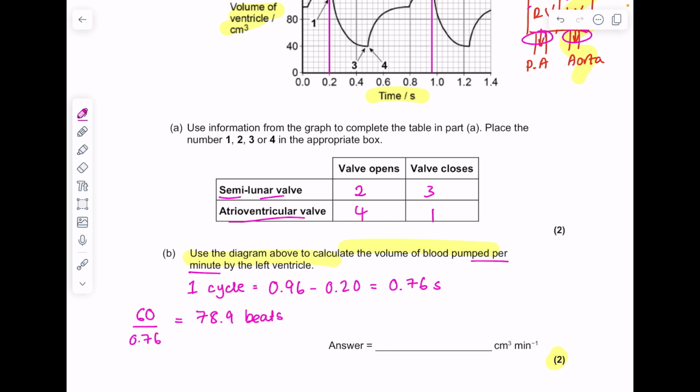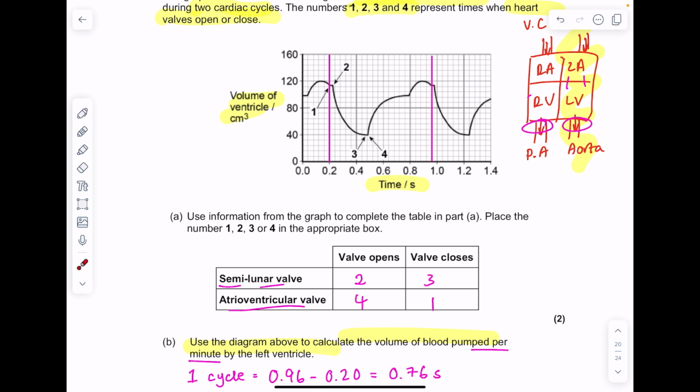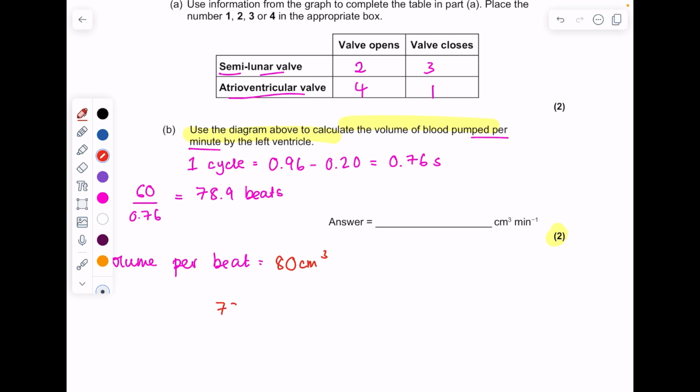And then what is the volume per beat? We just need to work out the difference in volume between the maximum and minimum point. So that's between 120 and 40, which gives us 80 centimetres cubed. And so lastly, to calculate the volume of blood pumped per minute by the left ventricle, we just need to do the fact that we worked out 78.9 beats multiplied by 80 centimetres cubed equals 6,316 centimetres cubed of blood per minute.